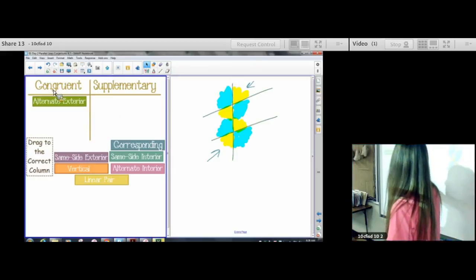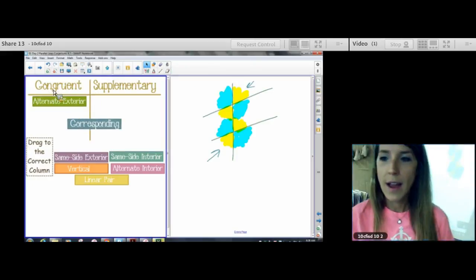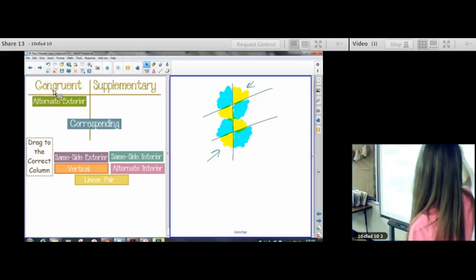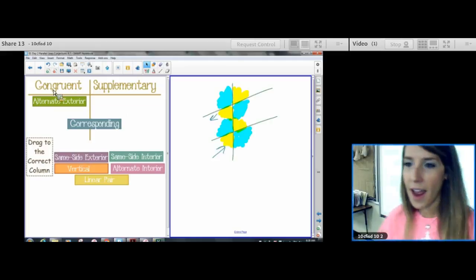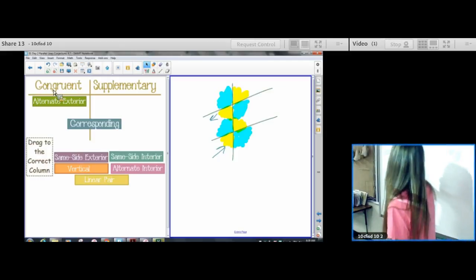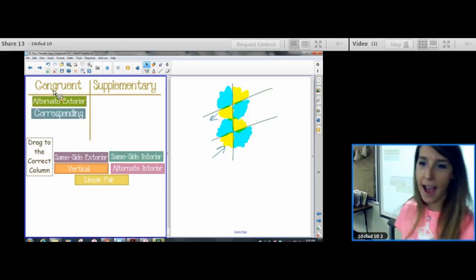Cool. What about corresponding angles? Find two angles that are corresponding. Pretend that arrow is pointing to it. There you go. There and there, right? Same color or different colors? Same color. Corresponding, you go in the congruent category.